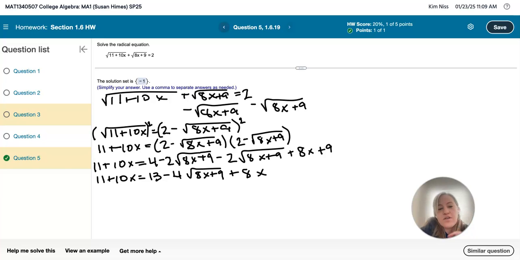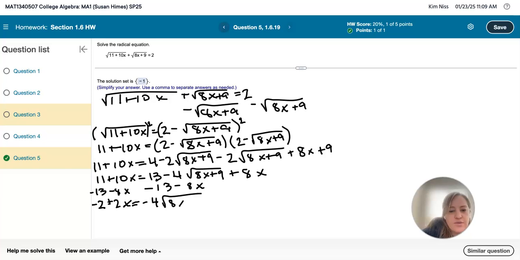Now, what you want to do is take this 13 and this 8x and subtract it over to the left-hand side. So minus 13, minus 8x. So you have 11 minus 13, so that gives you negative 2. And then you have 10x minus 8x, so that's positive 2x. And then on the right-hand side, you're left with negative 4 square root 8x plus 9.